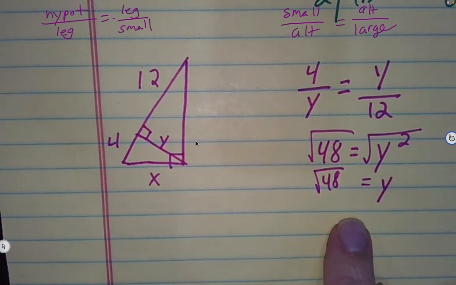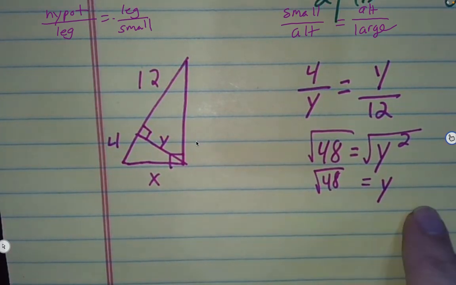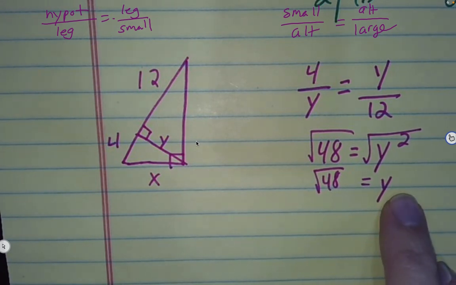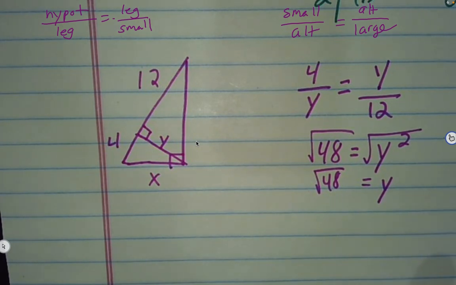Wait, why are you square rooting everything? Because I want to solve for Y. I don't want to solve for Y squared. I want to solve for Y. No, Y times Y is not 2Y. Y plus Y is 2 Y's. Y times Y is Y squared. Like when you find the area of something and it's squared, it's because you've multiplied it.